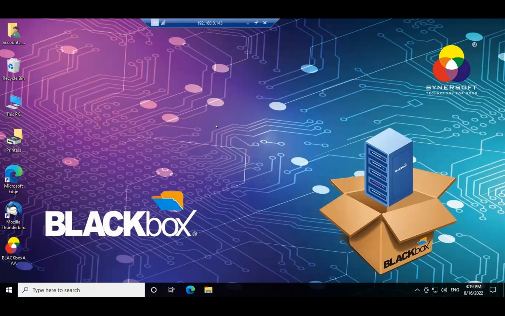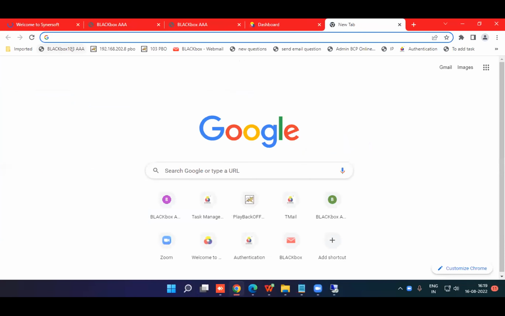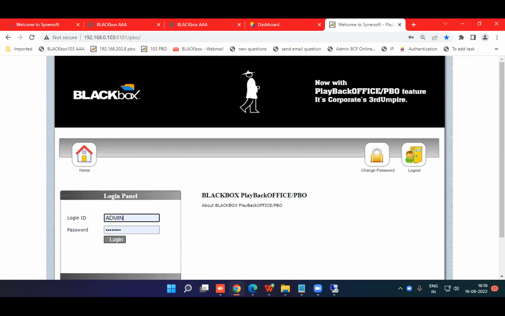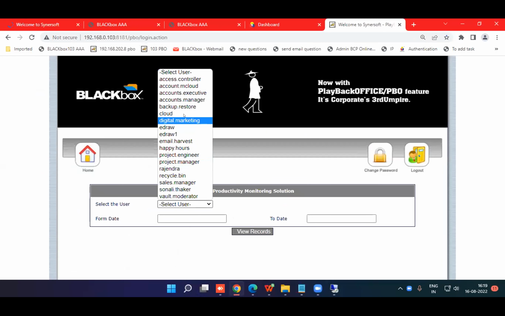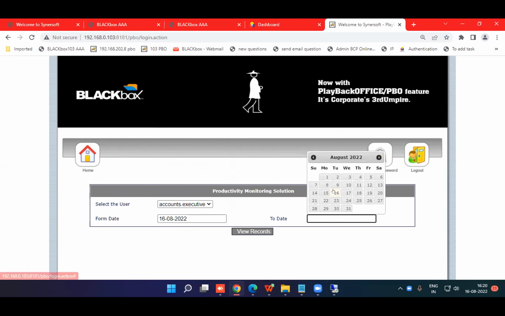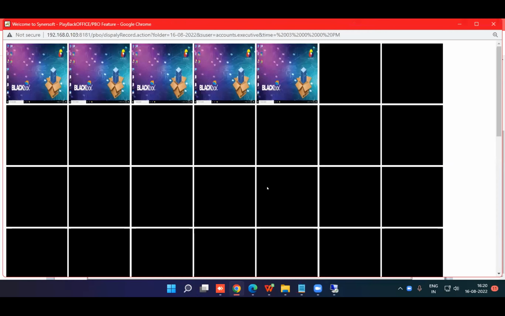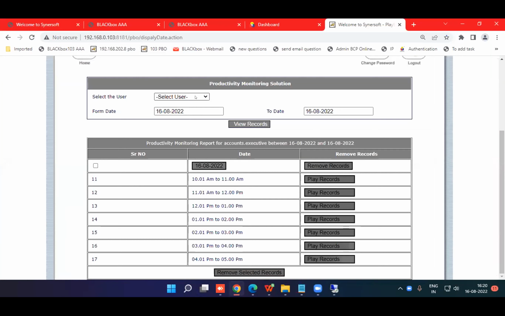And the last point is productivity monitoring, where there is something called PBO. The agent will take a screenshot of every user's computer and upload it on the BLACKbox Cloud, and then you can play it back. So let's say you want to see what this guy was doing, account manager or account executive, whoever. Here you can see this. We did not operate on this account executive, we only logged on for some time, and that's why there is no activity. You can see some other user's system.